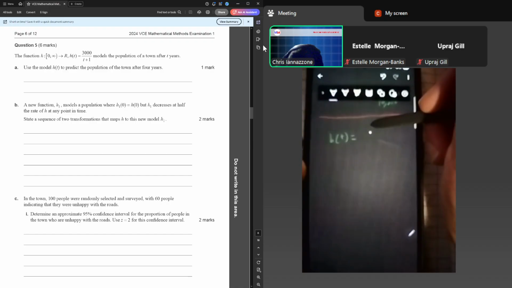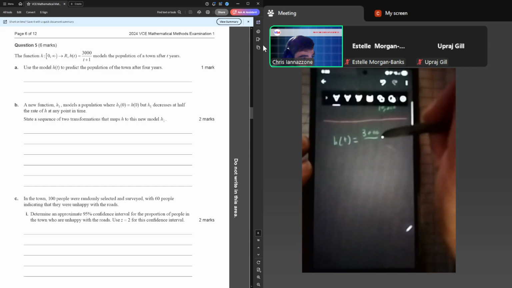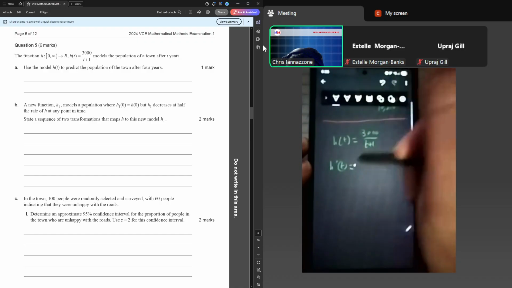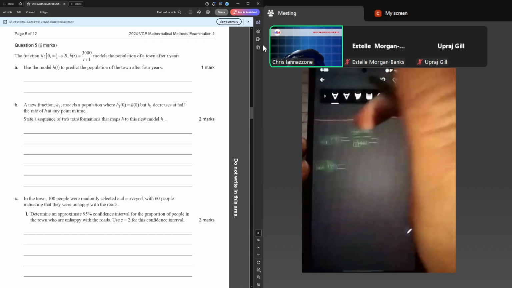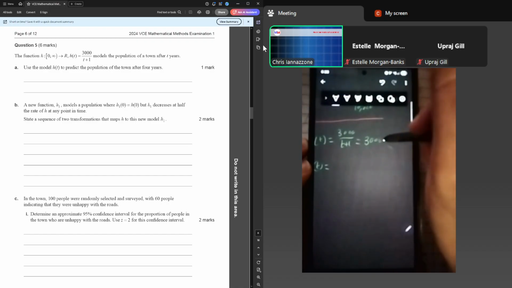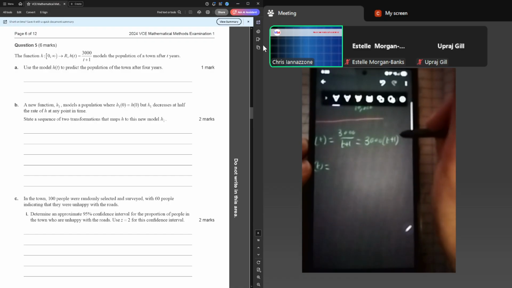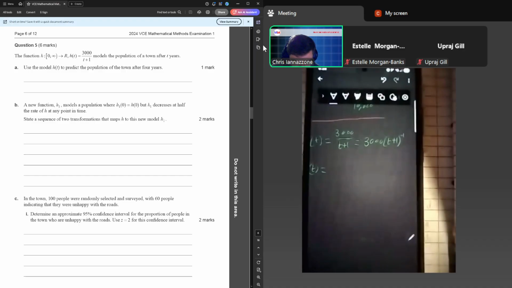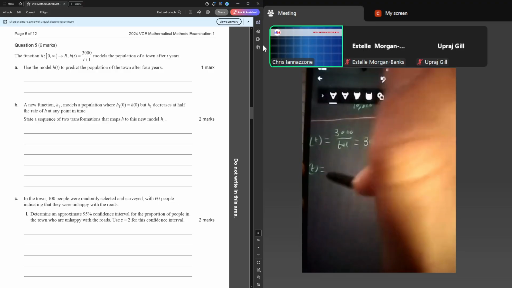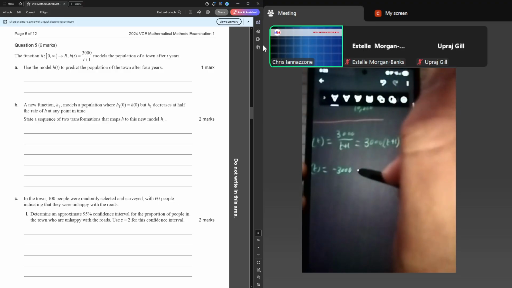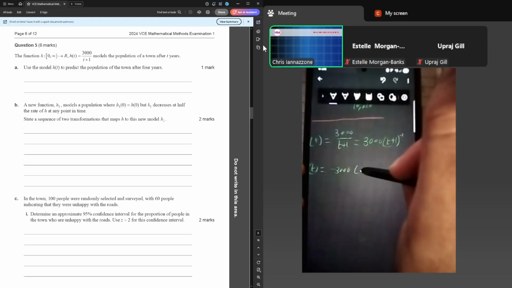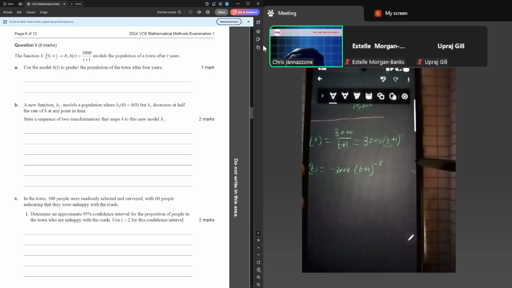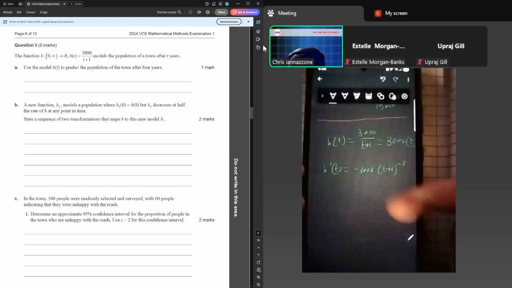So if we know h of t is currently 3000 over t plus 1, then the derivative of that is, well, maybe we should rewrite this to make it a bit easier. We'll use our negative indexes, although technically you don't need to. It just makes it easier to see that this is in fact a chain rule type thing. There we go, that's better. So negative comes out the front, negative 3000. The derivative of the inside is just 1, so I'm just not going to bother with it. And then that. That's our derivative.